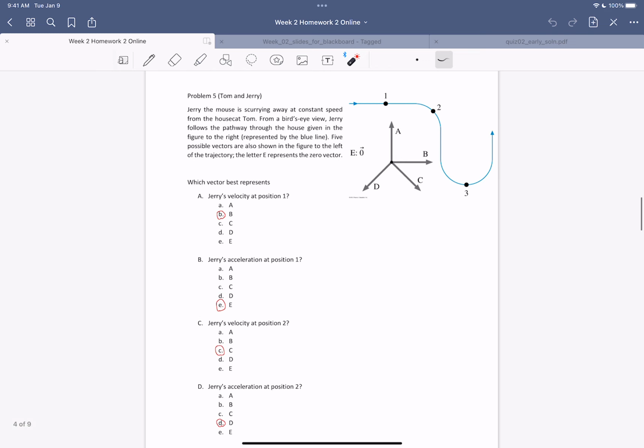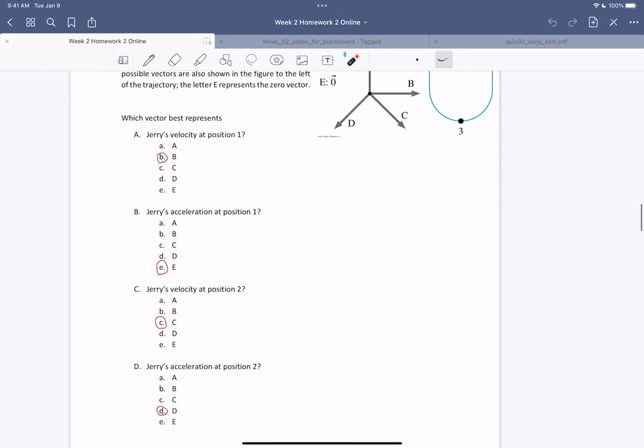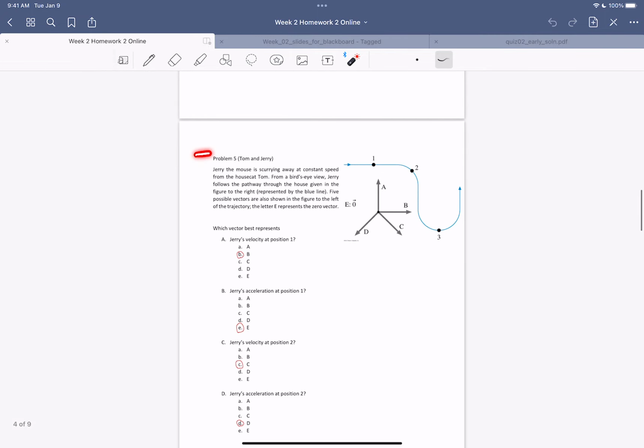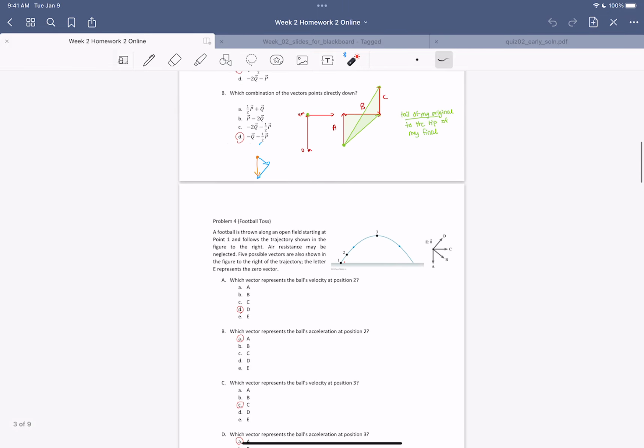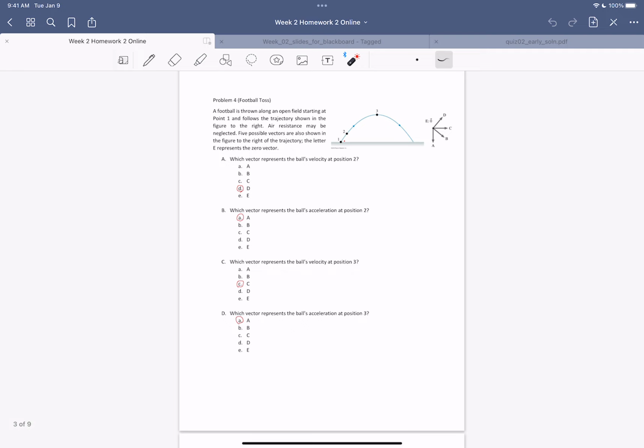And velocity, like I said, is always going to be tangent to the position. So if I'm moving this way, then my velocity would look like that. This way, my velocity would look like this. So it's just tangent. If you draw a line that's literally just tangent to that point, you get your velocity direction. So problem 5 is very important for this as well. Same deal for problem 4. It's very, very similar to it.